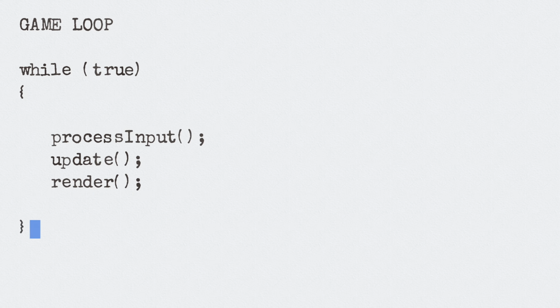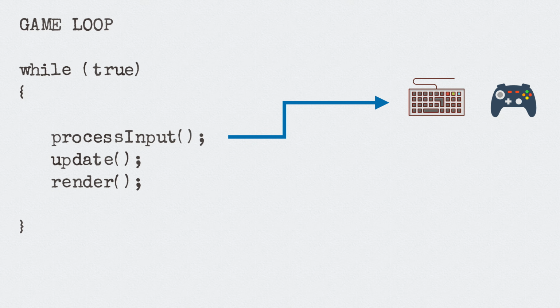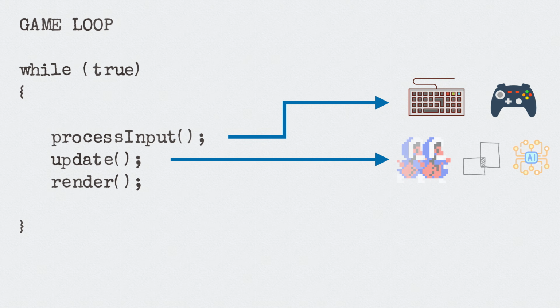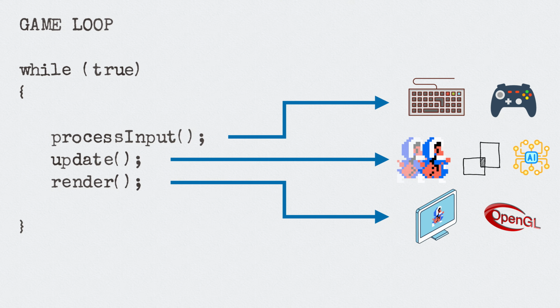The code for a game loop is actually pretty straightforward. The process input function captures user input such as reading the keyboard, mouse, or any other device used to control the game. The update function updates the game state, including calculating object positions, detecting collisions, or applying artificial intelligence. The render function creates and displays the current frame.